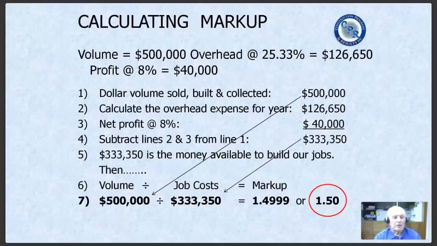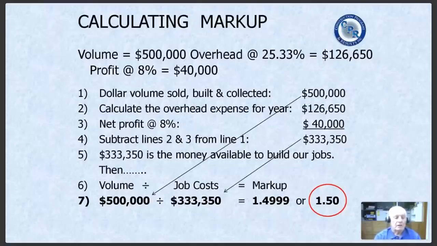All right, so we have a profit of 8%. We talked about that earlier, for $40,000. Now, how do we come up with a markup? We take our dollar volume sold, built, and collected as 500,000. We place it down here under volume. We divide that by our job cost. How do we get our job cost? We take our overhead expenses, which we've listed right here, and we take our profitability that we're projecting. We add the two and subtract them from our dollar volume sold, built, and collected, just like it says. Subtract 2 and 3 from line 1, and we get $333,350. Those are our job costs. That's the money we have to get our jobs built.